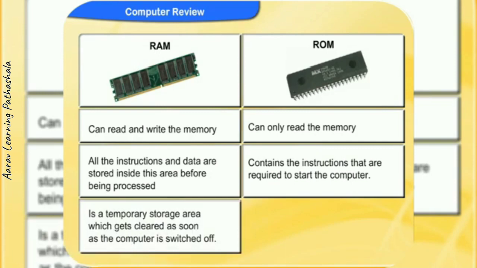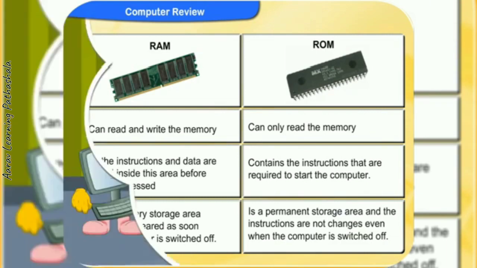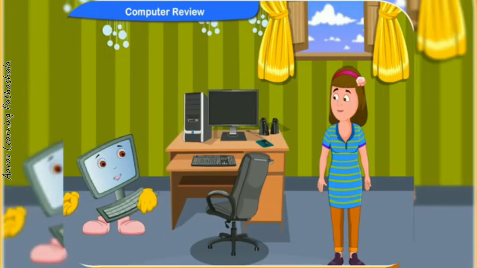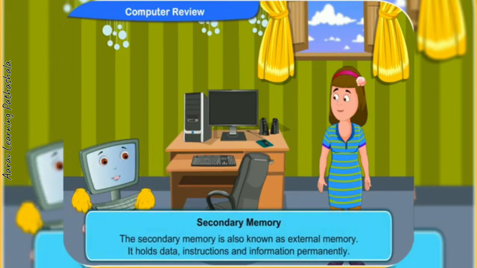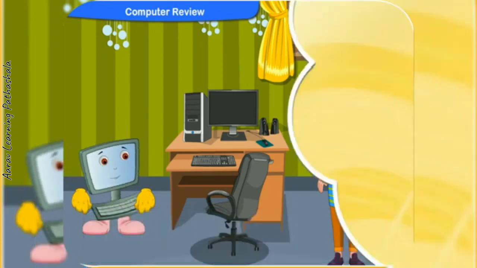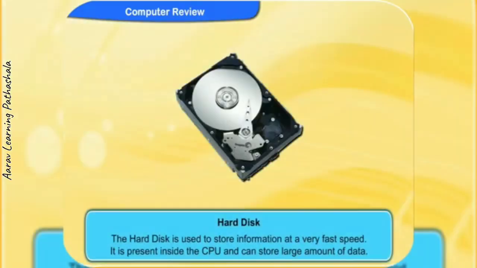RAM is a temporary storage area. It gets cleared as soon as the computer is switched off. ROM is a permanent storage area, and the instructions are not changed even when the computer is switched off. Let us now discuss about secondary memory. The secondary memory is also known as external memory. It holds data, instructions and information permanently. Hard disk, pen drive and compact disc are some of the examples of secondary memory.